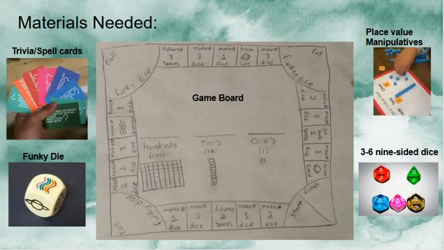The different materials you'll need for this game are the game board as shown here. That's just a rough draft of what it will look like. Students will also need manipulatives. You need at least 3 9-sided dice, because in base 10, place values go up to 9 before you regroup them. You'll also need pre-created trivia and spelling cards, which I'll explain later, as well as a funky die. So there's an image of the dice I have. It doesn't really matter what's on the dice as long as it has 6 sides and each side is different.